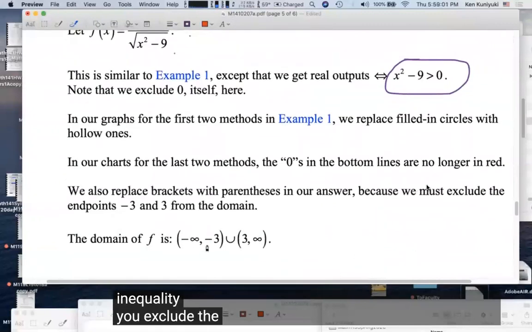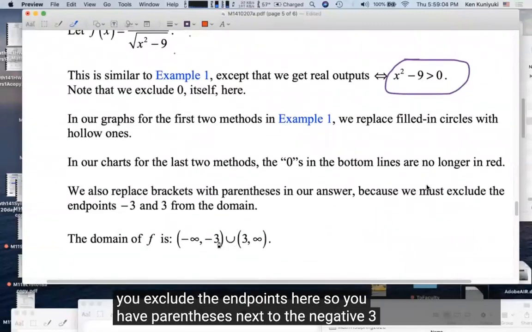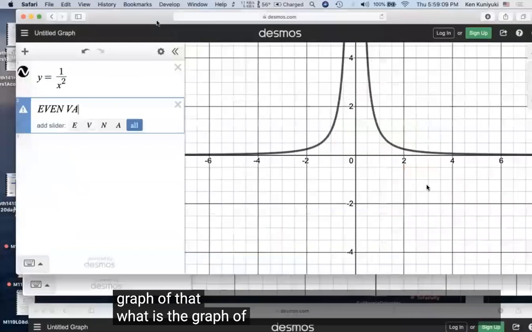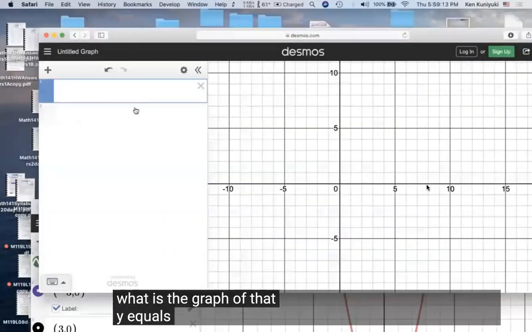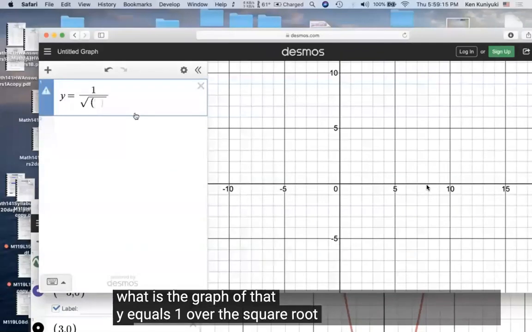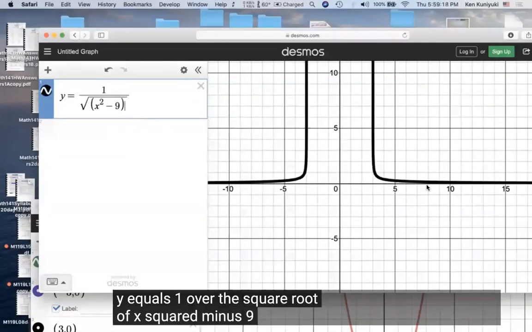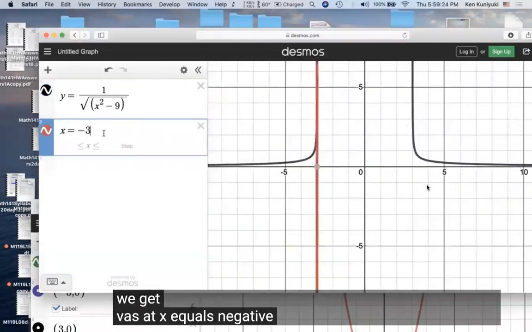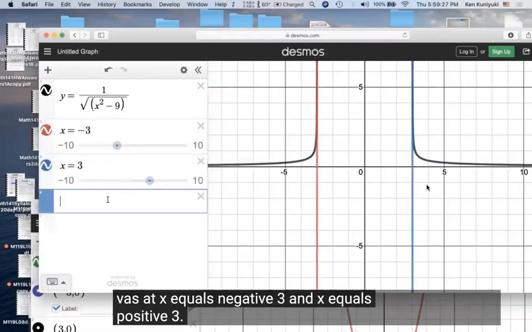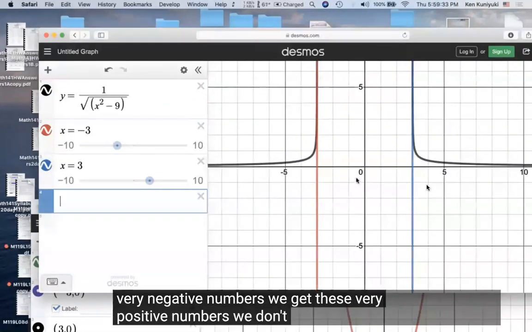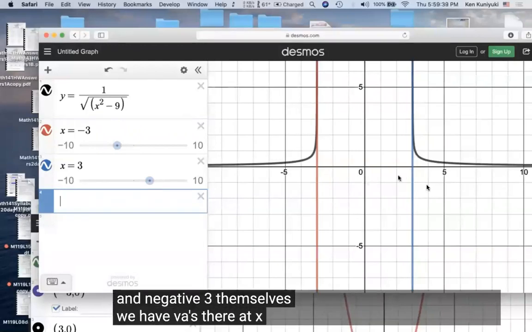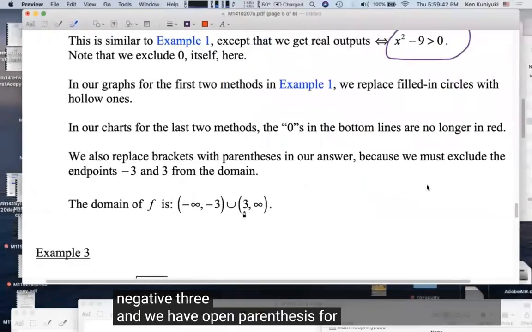You exclude the endpoints here. So you have parentheses next to the -3 and the +3. Let's look at the graph of that. What is the graph of that thing? Y equals 1 over the square root of x squared minus 9, right? Look at this. It turns out we get VAs at x equals -3 and x equals +3, right? The domain, again, we get these very negative numbers. We get these very positive numbers. We don't get the numbers near 0, and we don't get 3 and -3 themselves. We have VAs there at x equals 3 and -3. And we have open parentheses for the domain.